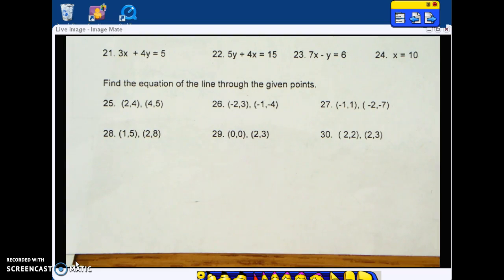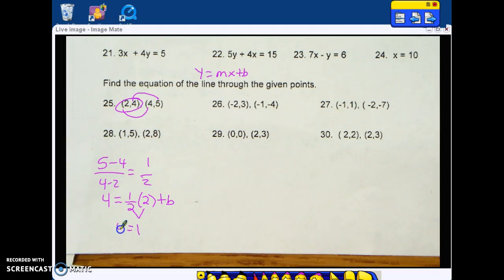So the first thing we have to do for each one is find the slope. For 25, I have y minus y over x minus x. 5 minus 4 is 1. 4 minus 2 is 2. I have to plug the slope and a point into y equals mx plus b in order to find my y-intercept. It does not matter which one you pick. I'm going to use (2, 4). 4 equals 1/2 times 2 plus b. 1/2 of 2 is 1. Bring everything else down. To get b by itself, I subtract 1. My y-intercept is 3. So my equation is y equals 1/2 x plus 3.